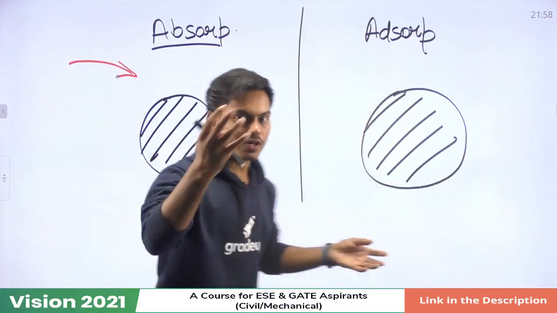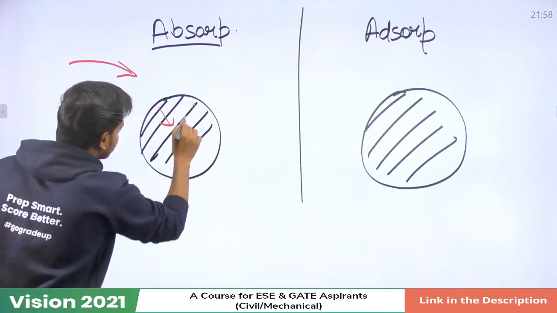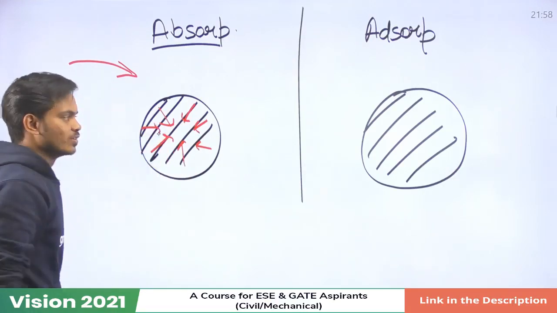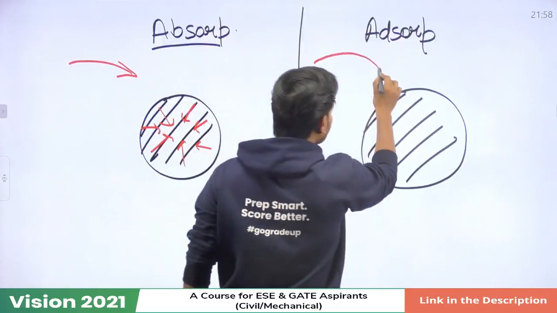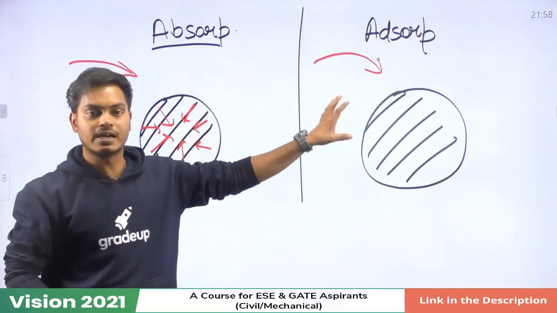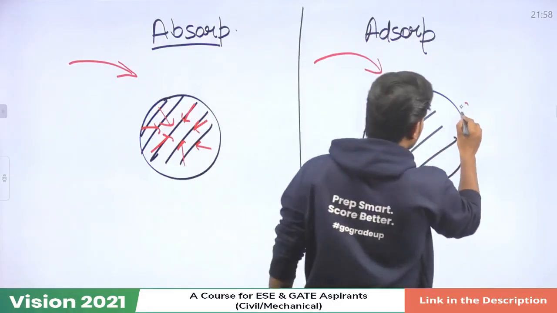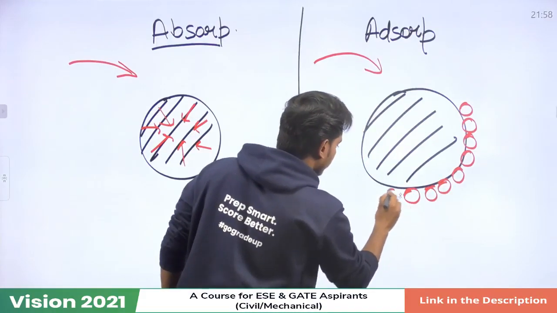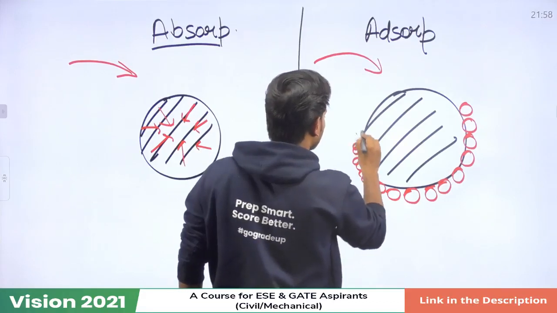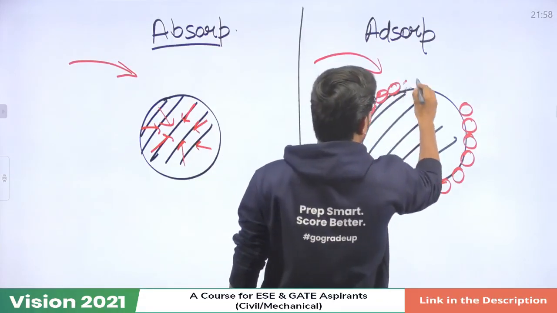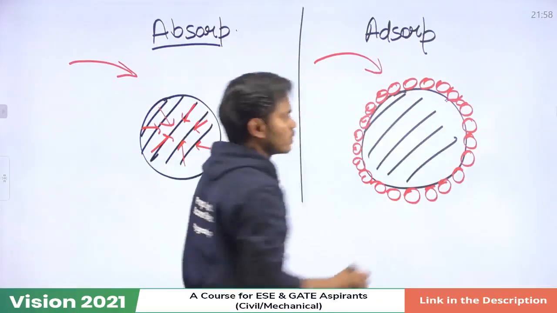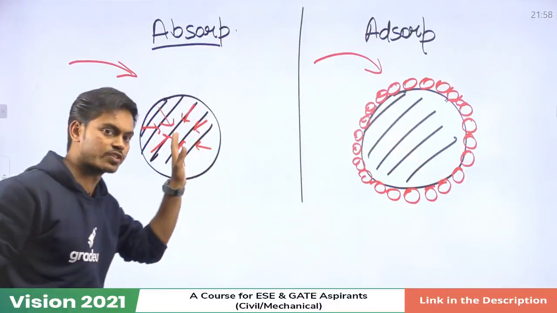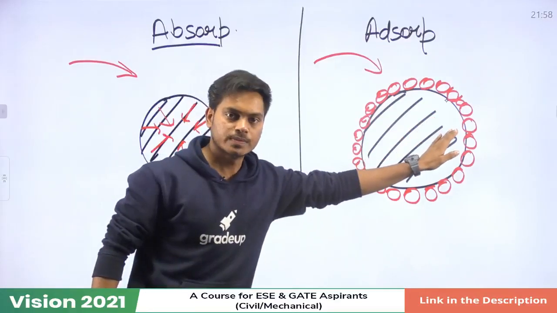What is absorption? The water will go inside the body. But when you apply water to this other particle, what will happen? The water will accumulate on the surface. It is not going inside. In this manner, practically you can see what is absorption and what is adsorption.